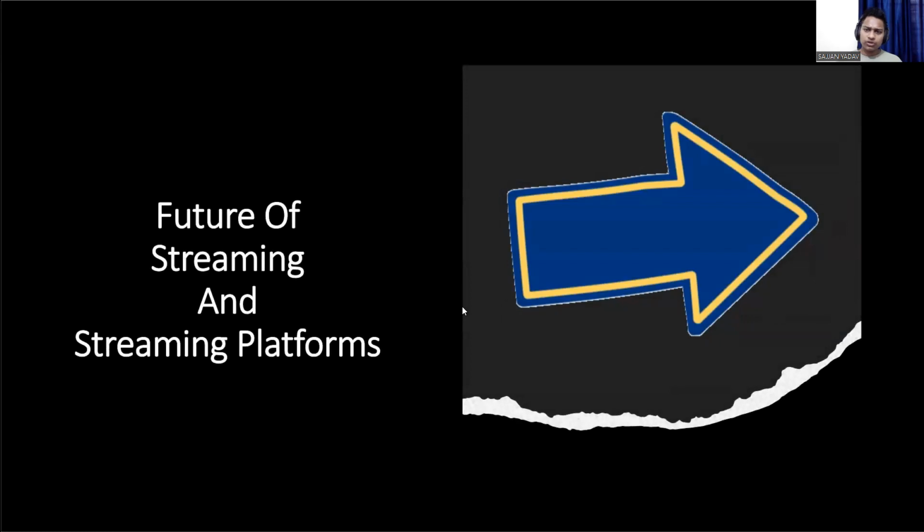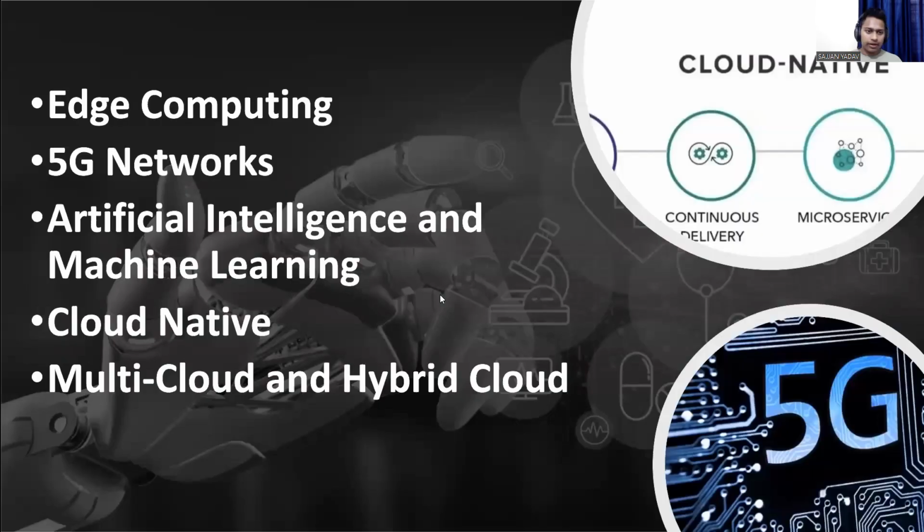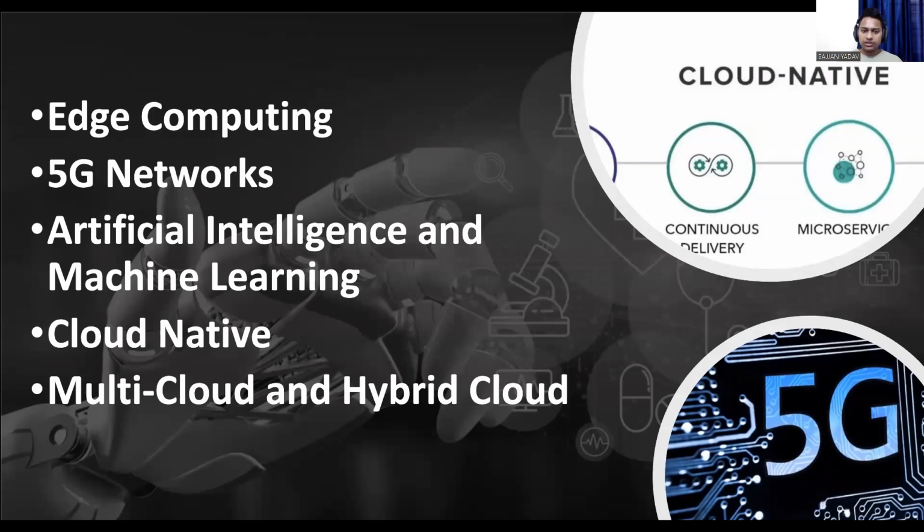So is there any future of streaming and streaming technologies and platforms? Yes, we have. In terms of edge computing, 5G networks, AI, ML, cloud native, multi-cloud, and hybrid cloud, right? 5G networks provide a very high speed network for low latency, high throughput communication. AI/ML, we are using it in cases such as predictive maintenance, fraud detection, and real-time personalization in streaming platforms. In terms of cloud native architecture, containerized applications provide scalable and flexible infrastructure, right?